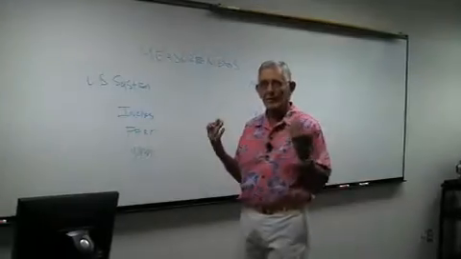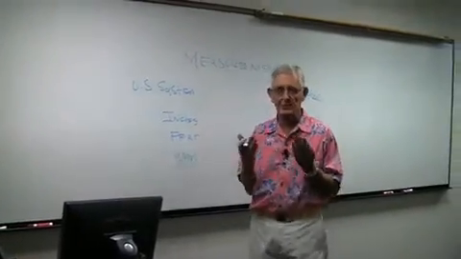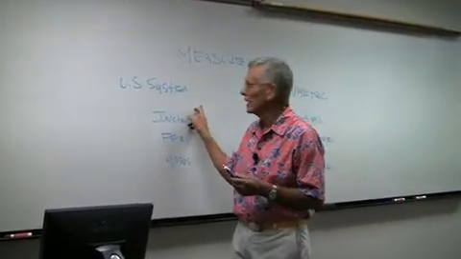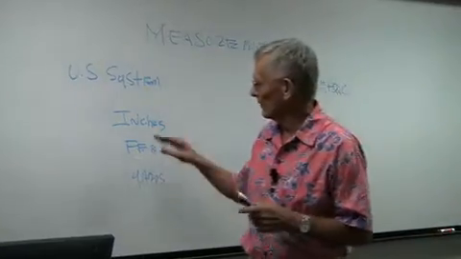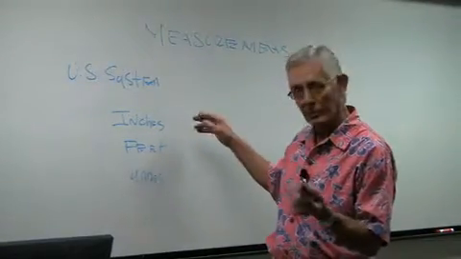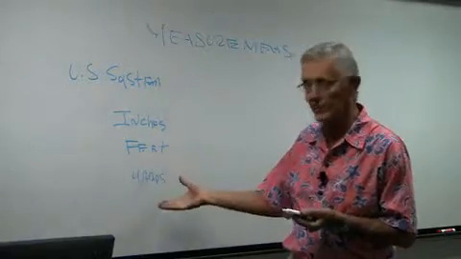So another thing you're going to get familiar with is the measurement system. We have two basic systems: the United States Standard System and the metric system. In measuring distances, in the American system, we have inches, feet, and yards. And most of you are familiar with that.